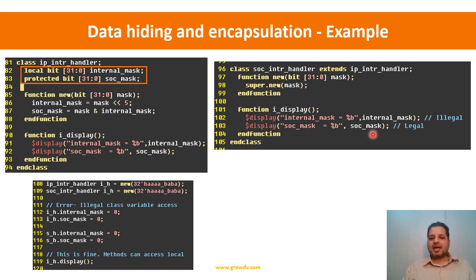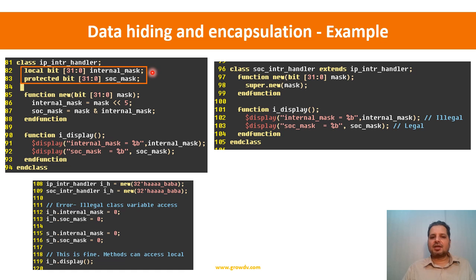So now, as we have seen, there are two ways to access these variables that I have declared in the base class. One is within the derived class, and another one is using the object and the dot notation. Okay, so first let's look at it in the derived class. So when I do this internal mask and internal mask, this is illegal. Why is it illegal? Because this internal mask is local to IP handler. This is IP's own way of doing things. The SOC doesn't need to know about it.